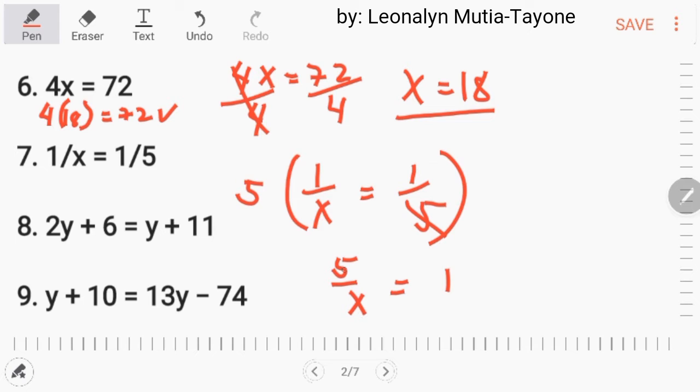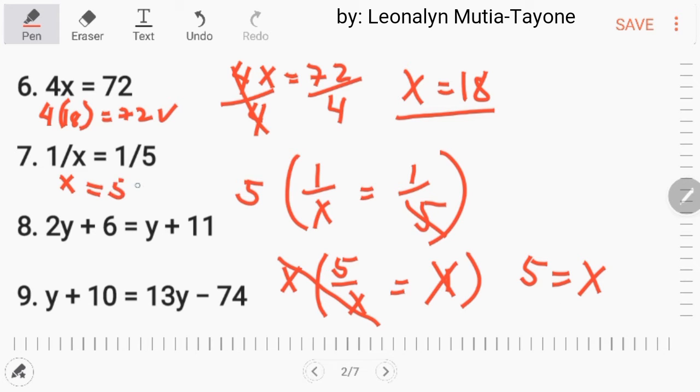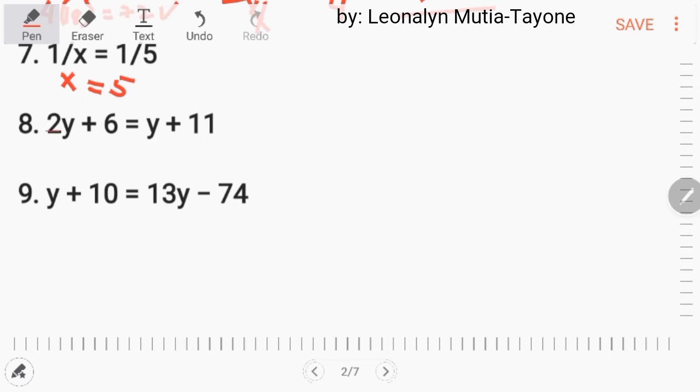Para makancel out si x dyan, mag-multiply tayo ng x to both sides. So, cancel out na si x dito, andito na si x. And that is 5 equals x. So, x here is equals to 5. Number 8. 2y plus 6 equals y plus 11. First, ipagsama natin yung mga pareho. Like terms. So, 2y minus y, kasi nag-minus tayo ng y dito, to both sides. Kaya na-cancel na siya dyan, nandito na siya sa kabila. So, that is minus y equals 11 minus 6.